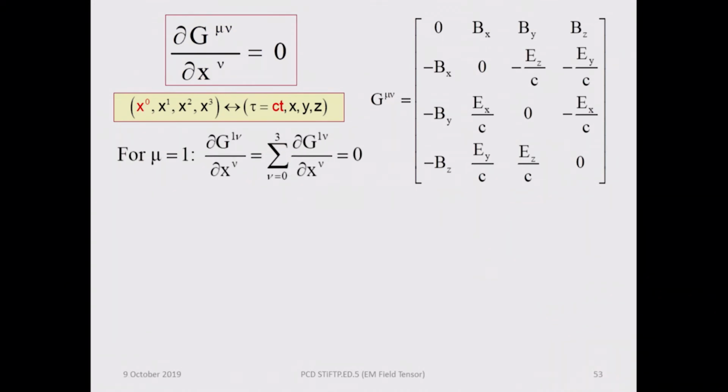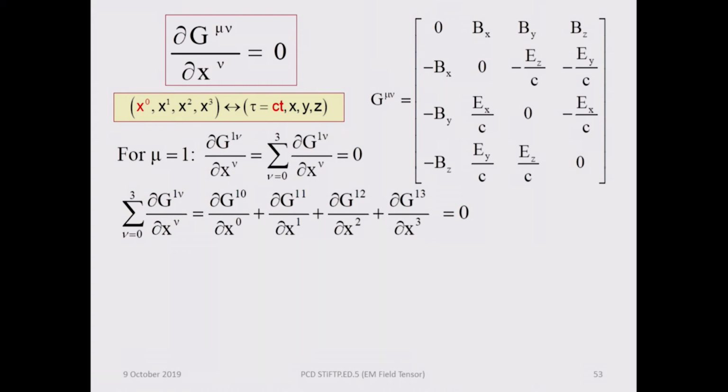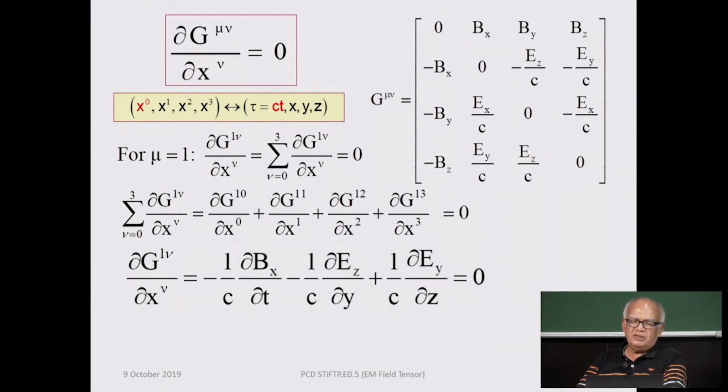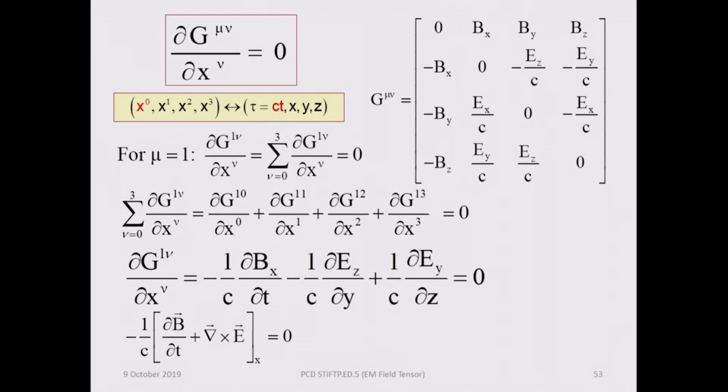So, for mu equal to 1, again you have 4 terms, out of which the second term would give you 0, and the remaining 3 terms are what are shown here, and you see that there is a time derivative of the x component of the magnetic field, but then what it cancels are the x components of the space derivatives of E, which are contained in the expression for the curl of E. So, you can multiply both sides by C, okay, and you essentially get the Faraday-Lenz law for the x component.